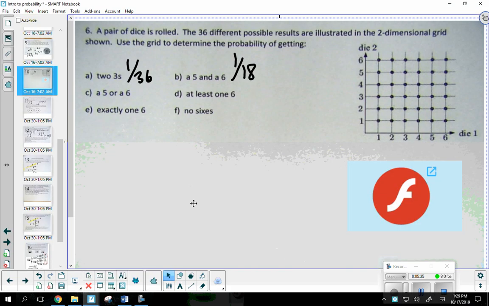Okay. So we want the probability of rolling a 5 or a 6. Did I do that right?